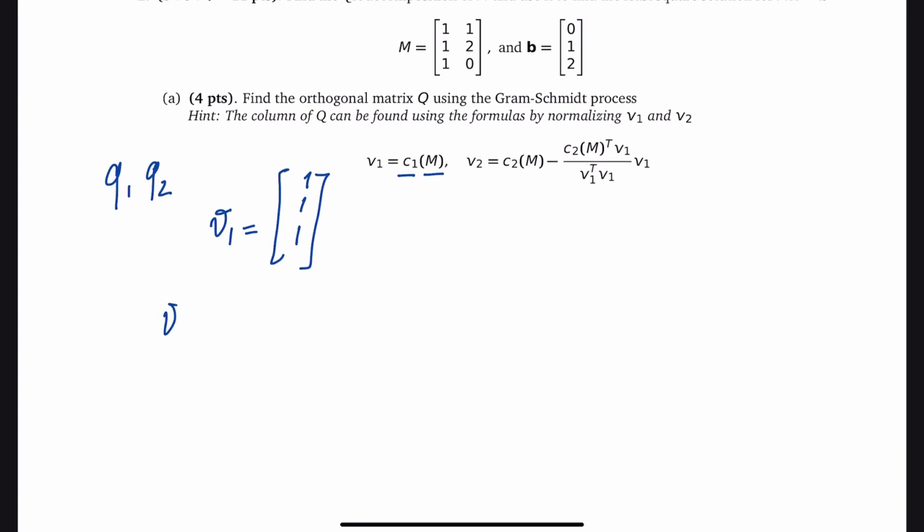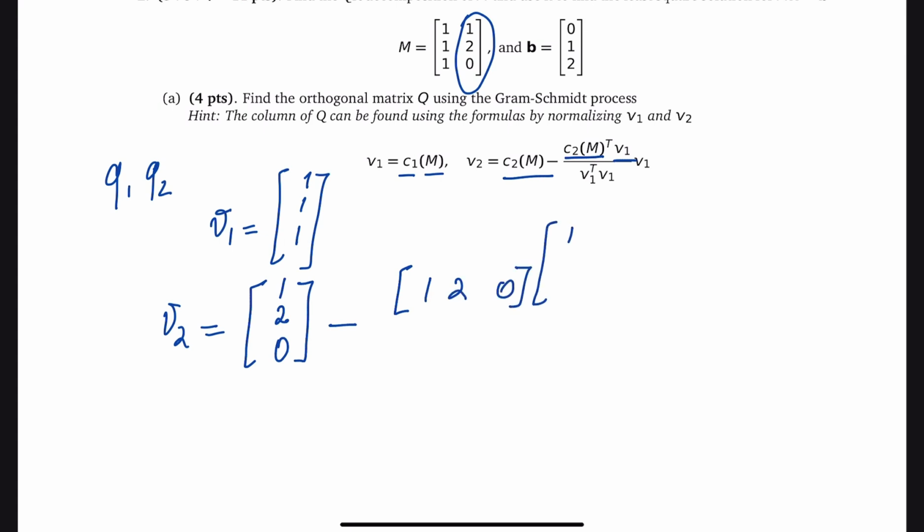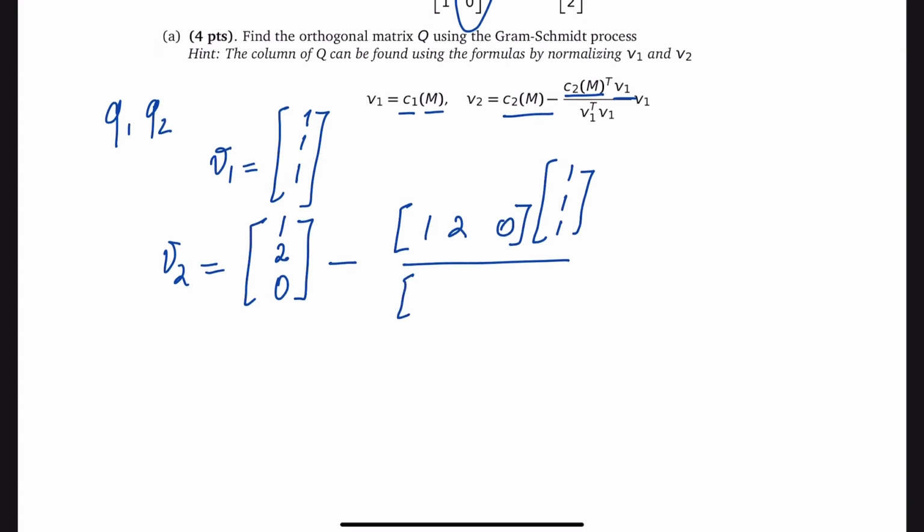So V2 is based on the second column of M, which is 1, 2, 0. Not this V vector, right? The second column of M, which is going to be equal to 1, 2, 0, minus the second column of M times V1, which is 1, 2, 0 times 1, 1, 1, divided by V1 transpose V1, which is 1, 1, 1 times 1, 1, 1. And all of this is multiplied by V1, which is 1, 1, 1.